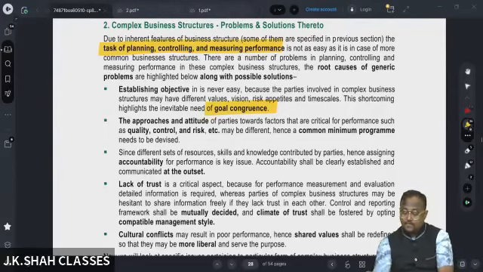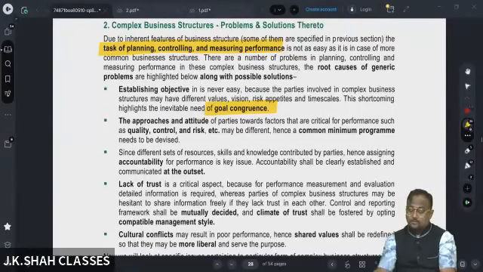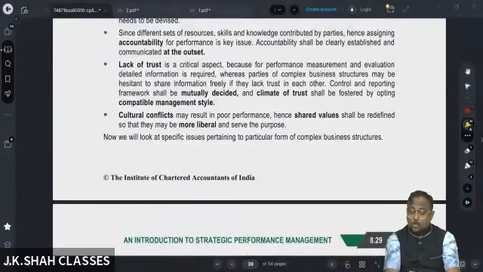Then the approaches and attitude in terms of quality, control and risk. Then accountability, lack of trust, cultural conflicts, shared values. Some people may prefer something, some people may not prefer.